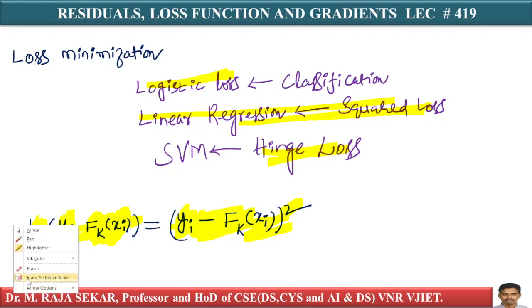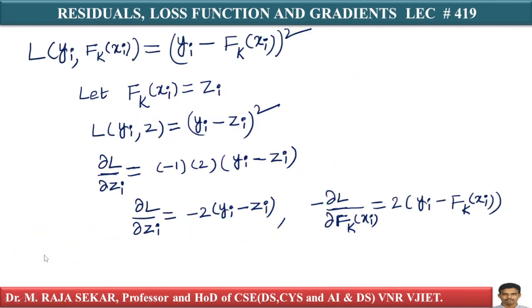Let me calculate. I have L. I am assuming f_k(x_i) as z_i. Therefore, this will become L of y_i comma z_i equals (y_i minus z_i) squared, instead of f_k(x) I am writing z_i. Now let me differentiate this loss function with respect to z_i.